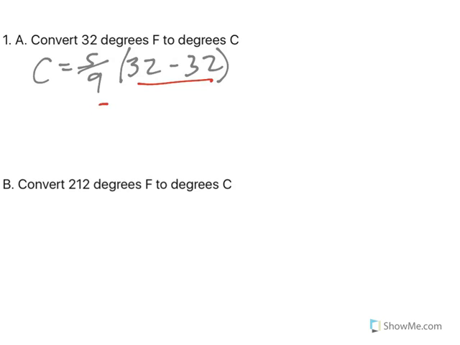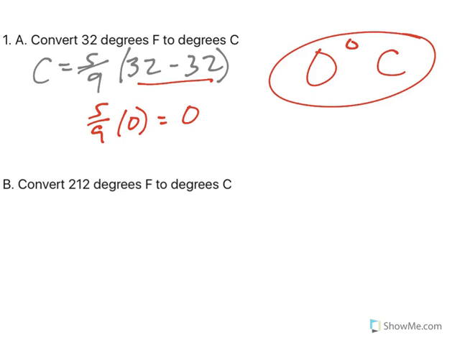So we do inside first. 5/9 times 0 is just 0. So this is 0 degrees Celsius. And remember, with all of our practice problems, you should really try them first and then come check and see how you're doing. Part B, again, we're converting to degrees Celsius.